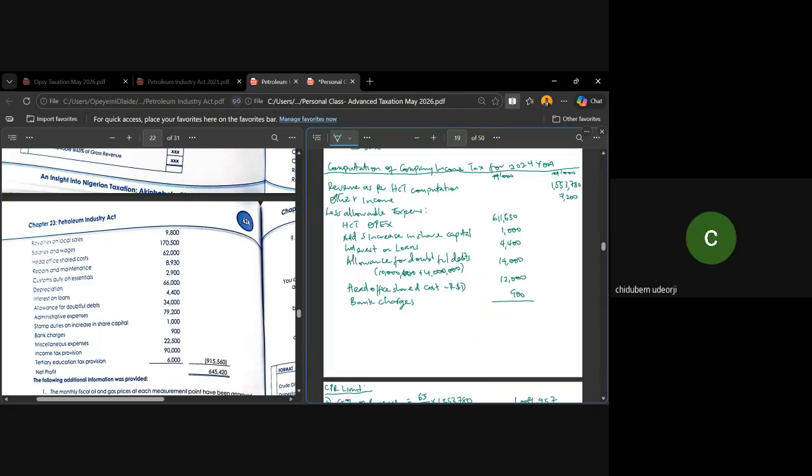643,930. See, this accounts for all of our expenses. So our adjusted profit will be what?